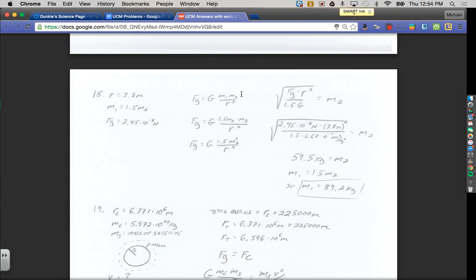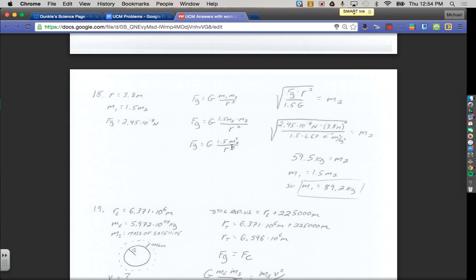So first, we're going to use Newton's law of universal gravitation. And the tricky part here is knowing that your friend's mass is 1.5 times your mass. So I'm going to plug in 1.5 M2 for your friend's mass. Basically, I'm just plugging in this 1.5 M2 where M1 was. And now I can simplify: 1.5 M2 times M2 becomes 1.5 M2 squared.